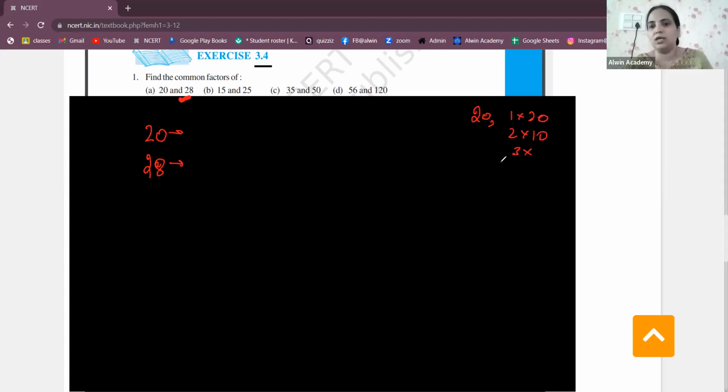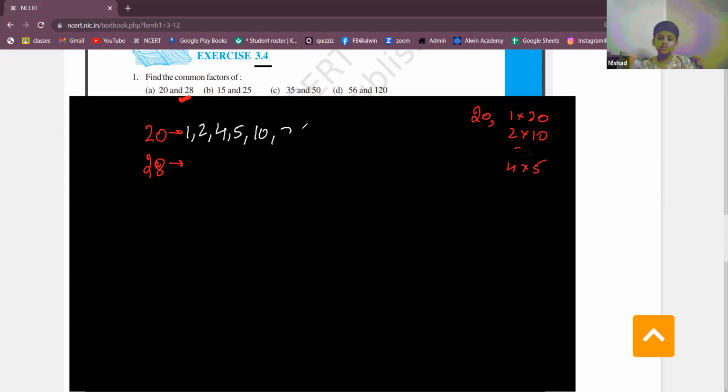3 doesn't come, 4 5s are, and then 5 is the next number. That means I'm done finding the factors. Let's remove this 3 here. And what are the factors here now? The factors here are 1, 2, 4, 5, 10 and 20.